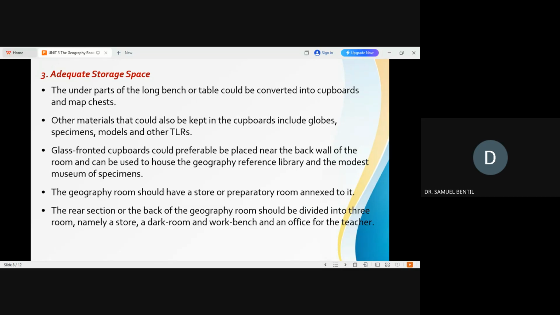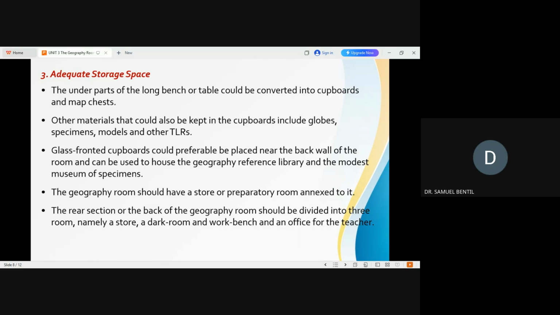Okay, so you see that in those cupboards, normally they divide it into two. The top of it, they have glass. So when the books are arranged, you can see the books. Then the bottom one, they have drawers or more or less like a wardrobe. This is what we talk about, the glass fronted cupboards, so that some of the things can be kept, the library reference and those things.